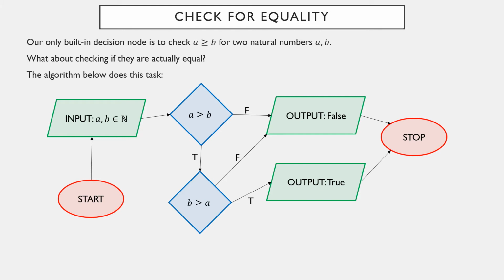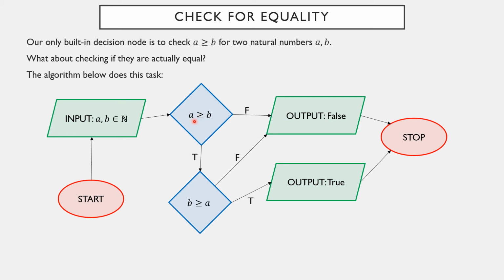Okay. Now, why does this algorithm actually check if two integers are equal? Well, let's try to run through it a little abstractly. I start here, then I input two natural numbers. So I have two natural numbers, A and B. I'm trying to check if they are equal. Well, if A bigger than or equal to B is false, then A must be smaller. So if A is smaller than B, I'm going to follow the false arrow and say false and stop.